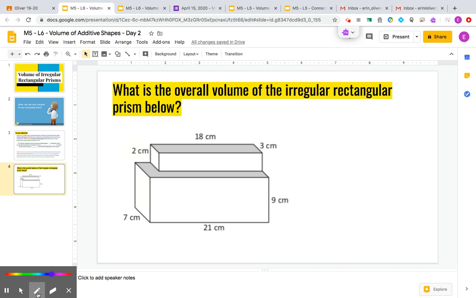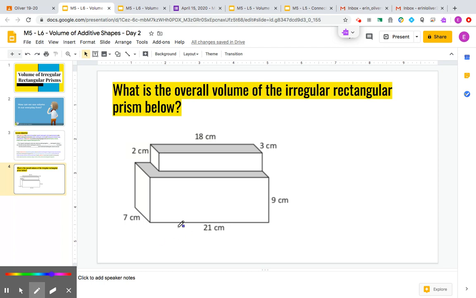Yesterday, we started our exploration of volume of irregular rectangular prisms. We looked at different building structures and said, architects all the time need to figure out the volume, or how much space a building is going to take up. And we can find that using our equations.